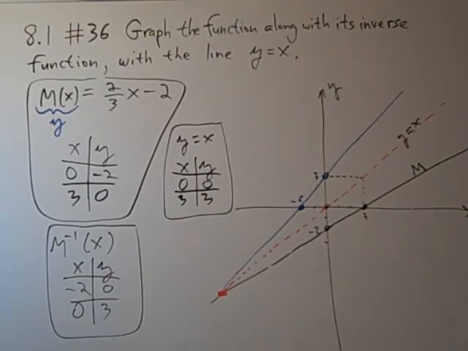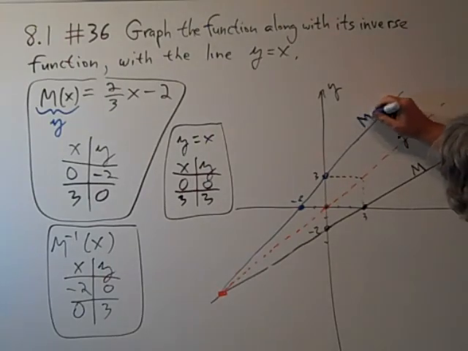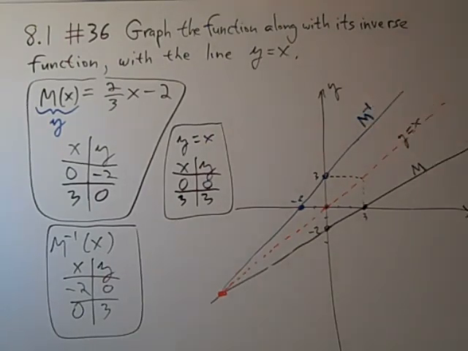Let me put that on the graph. This is the graph of m, in the inverse function of m. And notice the symmetry that m and m inverse reflect each other through the line y equals x. Always that's true of a function's graph and its inverse function's graph.